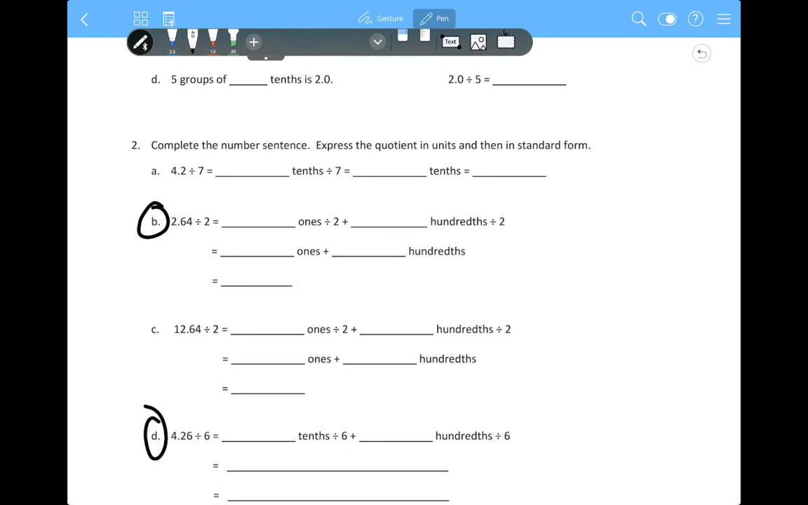Moving down to number 2, it says complete the number sentence, express the quotient in units, and then in standard form. So I've got 2 and 64 hundredths divided by 2 equals blank ones divided by 2 plus blank hundredths divided by 2. So I've got 2 ones divided by 2 plus 64 hundredths divided by 2. 2 ones divided by 2 is going to be 1. 64 divided by 2 is going to be 32 hundredths. 1 one plus 32 hundredths is going to be 1 and 32 hundredths.